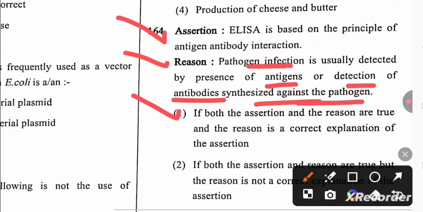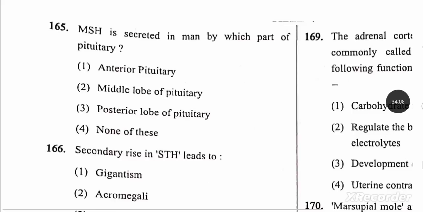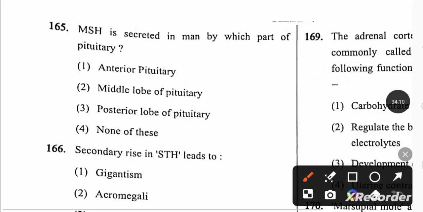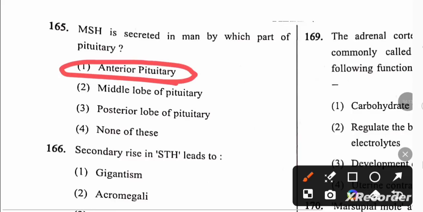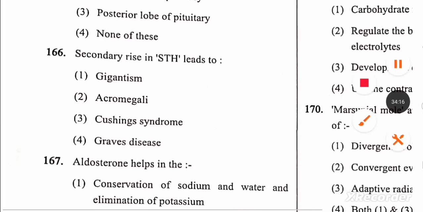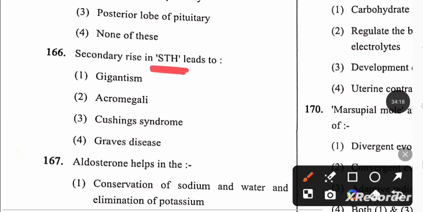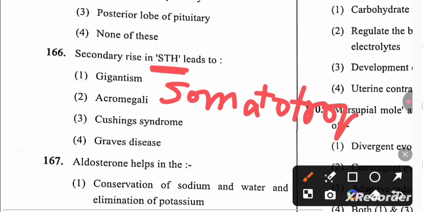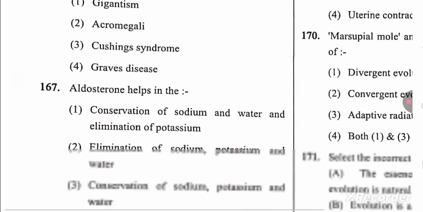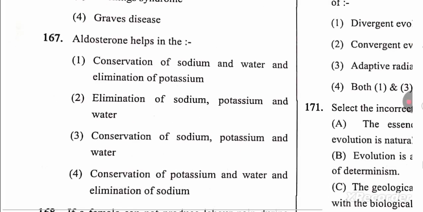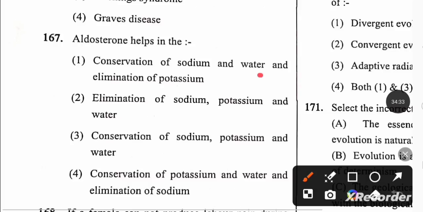Let us move to the next question, children. MSH, melanocyte stimulating hormone, is secreted by the anterior pituitary gland. Secondary rise in STH. STH means one of the growth hormones called somatotrophin. Somatotrophin is a growth hormone. So secondary rise in somatotrophin is responsible for acromegaly. Aldosterone hormone helps in conservation of sodium and water and elimination of potassium.